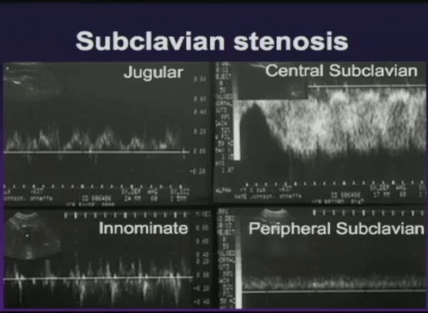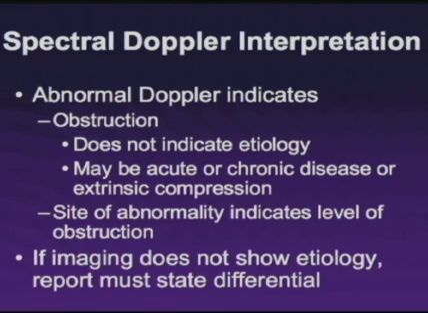Let me first point out the central subclavian vein here, which has this very high velocity waveform shape to it, indicating a jet. As we go peripheral to the subclavian vein, the waveform is blunted. We don't see the normal pulsatile or phasic variation. This indicates obstruction. When we have an abnormal Doppler, it indicates obstruction. The etiology is not necessarily identified, and as we know from the lower extremity, the obstruction may be acute, it may be chronic, or it may be extrinsic.